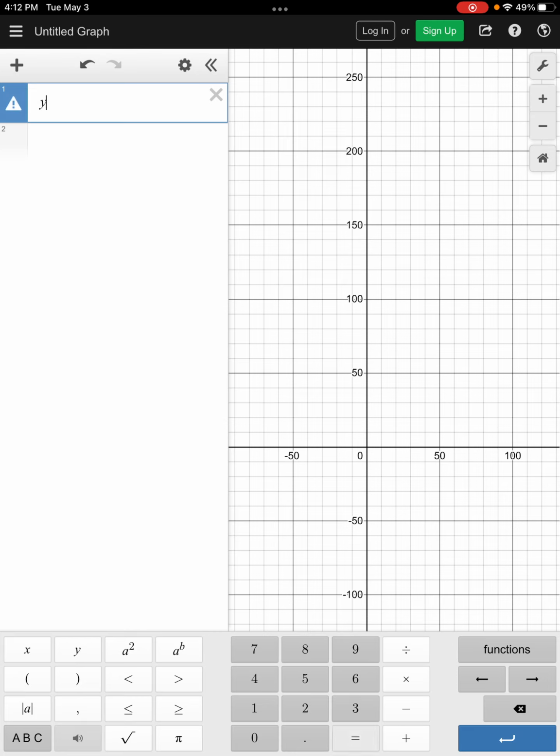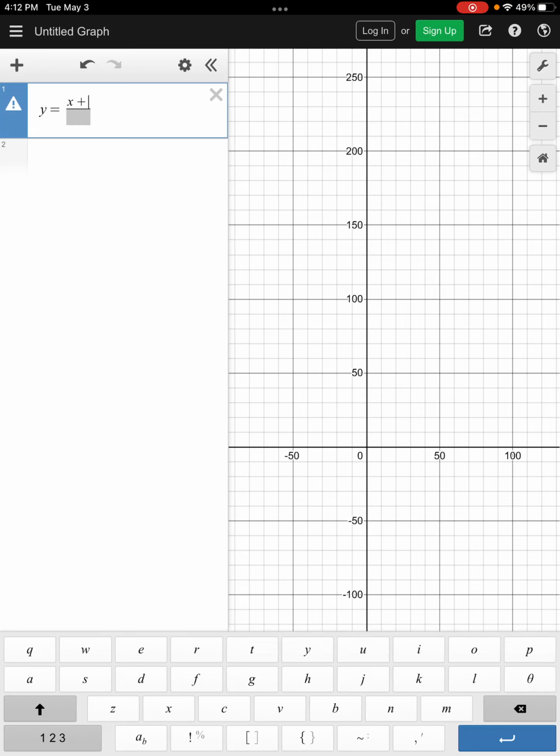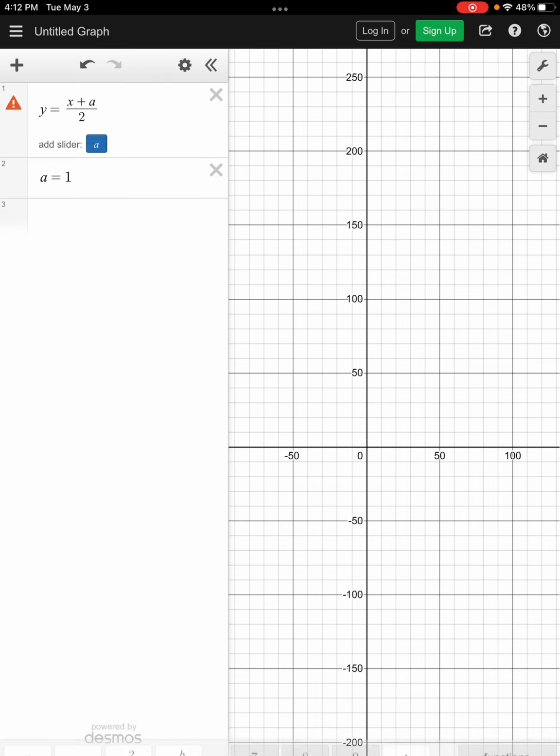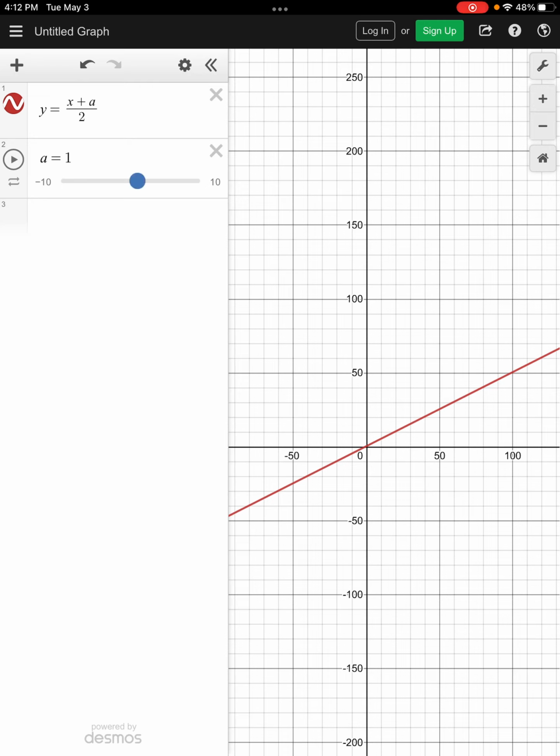So we have Y equals a fraction, so I write the fraction right away. Remember, it's X plus A over 2. Then the slider, I'm going to change the slider. I'm going to change it to 3. I'm just going to say A is going to go 3. Just make sure it's not equal to 0 or 1, and you should be fine. I just always choose 3.